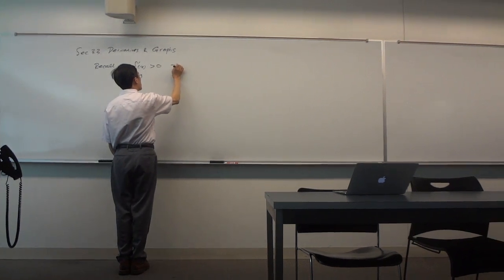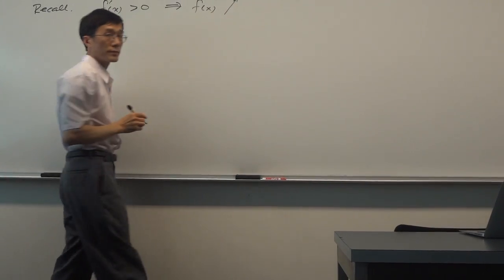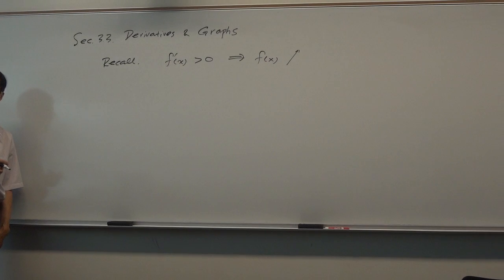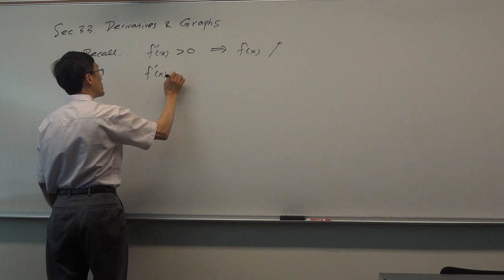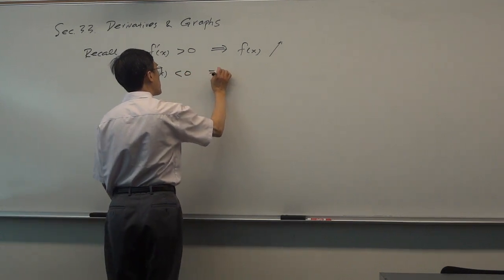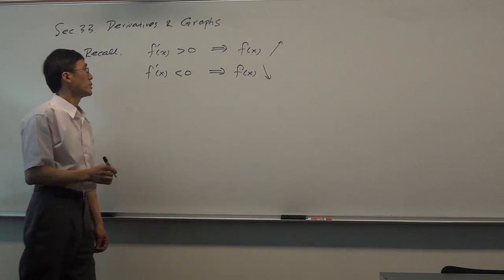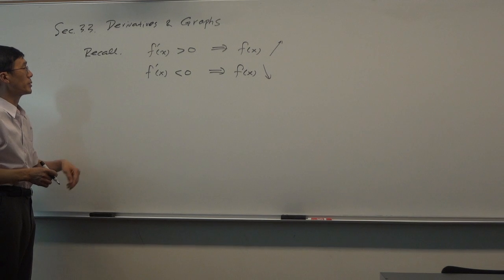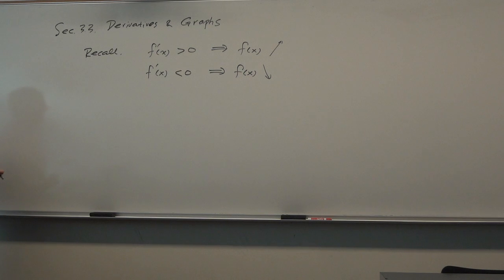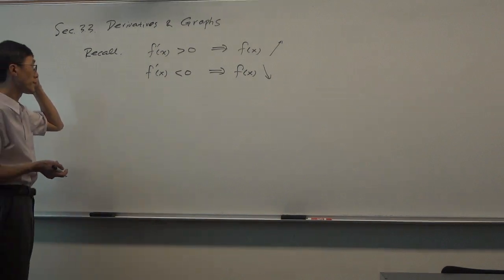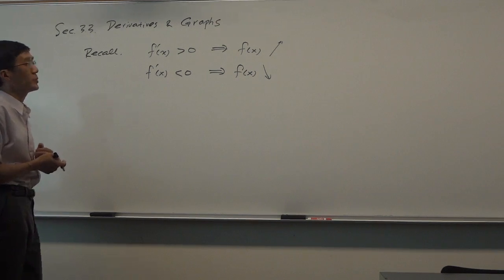If f prime x is positive, then the function f(x) is increasing. Remember this? If f prime x is negative, then f(x) is decreasing. Okay? For both statements, we're talking about a fixed interval, some interval from a to b. This was proved using the mean value theorem.